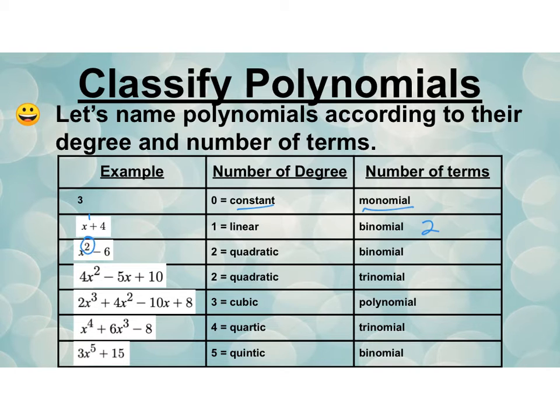X squared minus 6, we're going to name that a quadratic, and it has 2 terms, so it's a binomial. We have another quadratic, but now we have 1, 2, 3 terms, so this is an example of a quadratic trinomial. When we have something that is x to the 3rd, the word we're going to use is cubic. And anything beyond a tri is a poly. Poly means many, so this is an example of a cubic polynomial. X to the 4th is quartic, like 4 quarts in a gallon, and x to the 5th is quintic, like somebody having quintuplets.